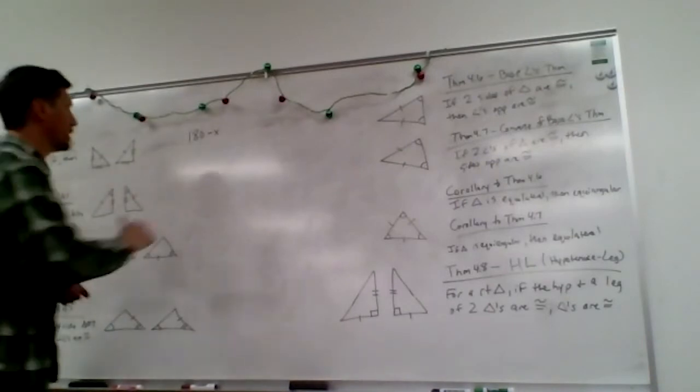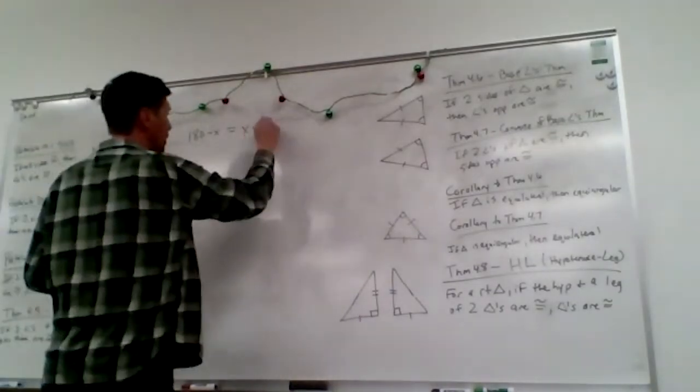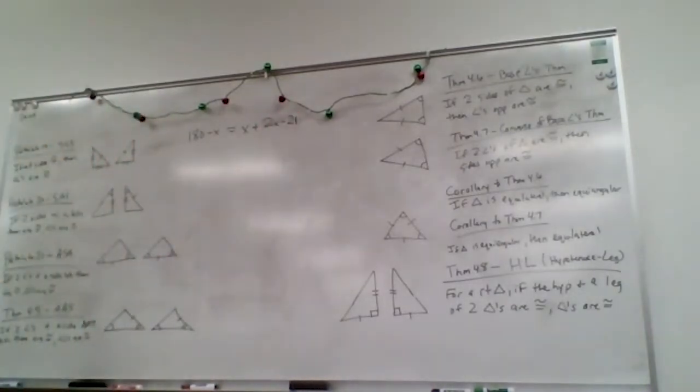So we can say that 180 minus x equals x plus 2x minus 21. Actually, I think we would just put 2x minus 21 plus 90. They put it on the exterior angle section, and this will give us the same thing. But we know that x plus 2x minus 21 has got to equal what? Is that what you were just saying, 90? Yeah, right. 2x minus 21 plus 90 equals 180 minus x, I believe.